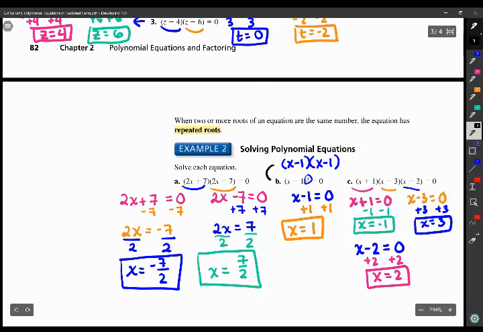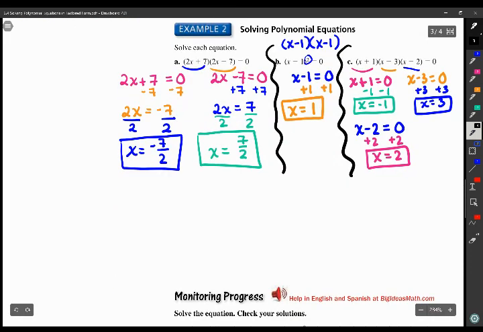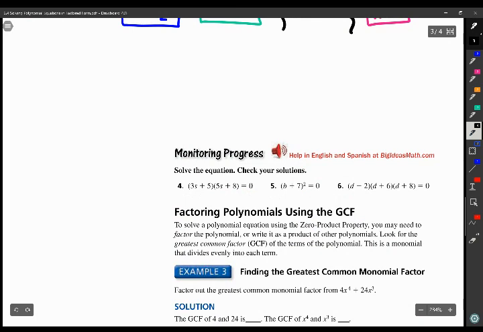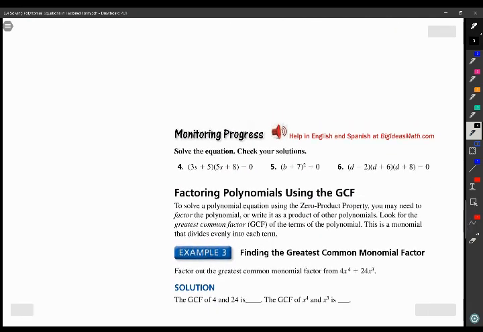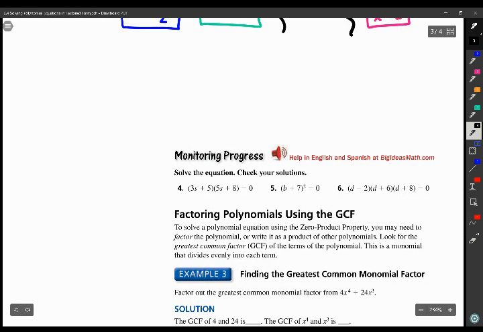So again, you'll notice that these are our 3 different problems. Again, as we monitor progress, it's the same idea. We're going to break that into different problems. And so go ahead and try that on your own really quick. So just pause the video and try your monitoring progress and then check your answers. And if you have questions, make sure you come back and ask.